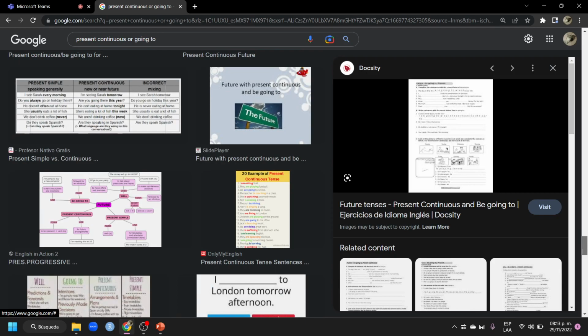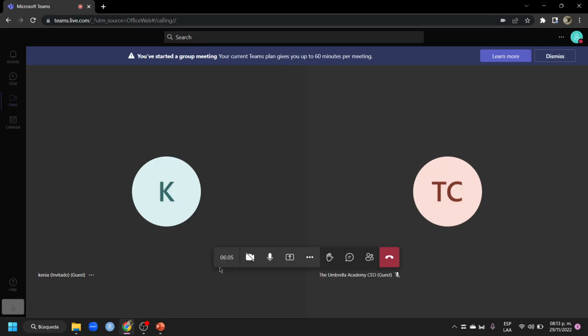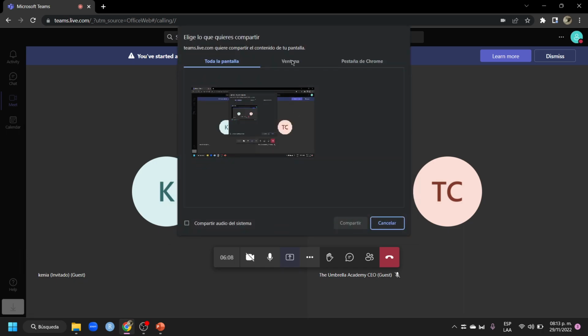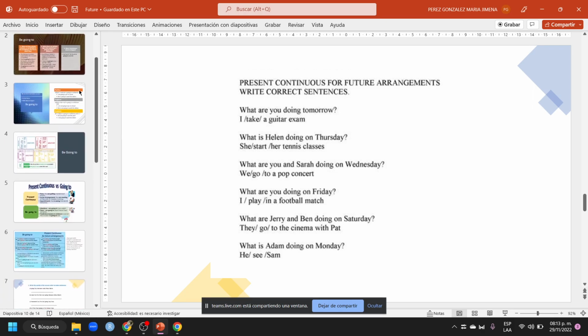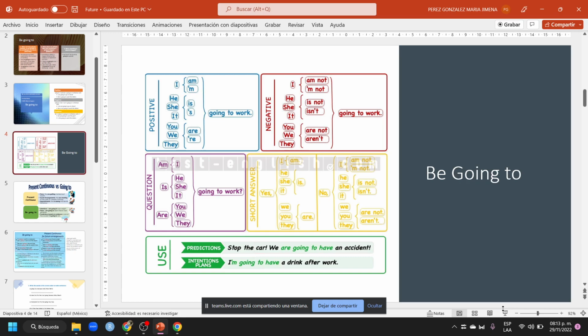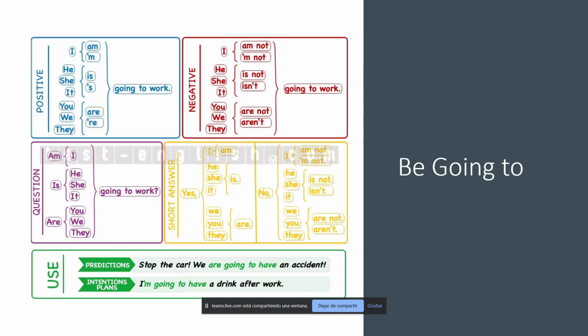Okay, I'm going to share my screen. Give me a second. So, in the last class we learned that be going to is used to talk about the future, and we learned the positive, negative, and questions using be going to. The structure is first the subject, continue with the verb be, then going to, and the verb in infinitive.